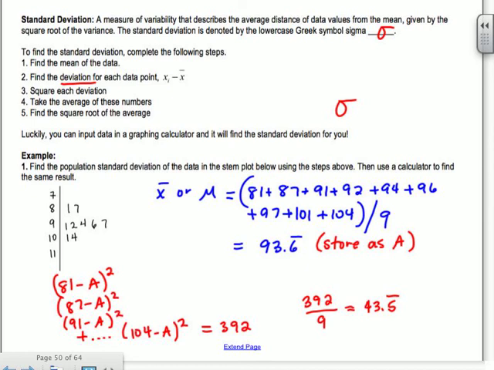Okay, and then when you take the square root of 43.5 repeating, so just do the square root of your answer. What do you get? 6.5997, somewhere around there, so like 6.6. That's your standard deviation. Standard deviations are going to be really helpful when we talk about data.